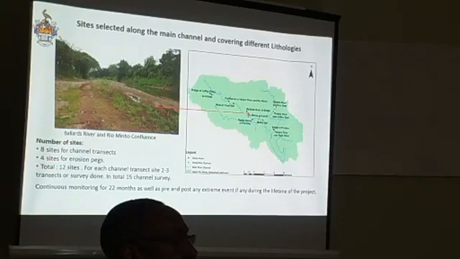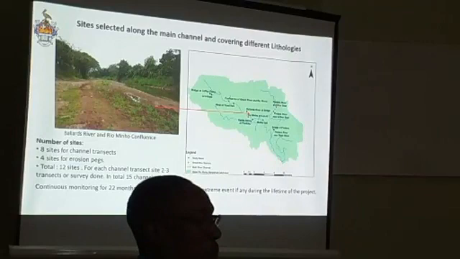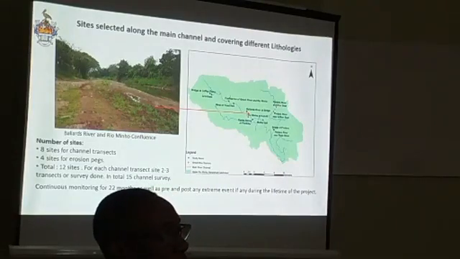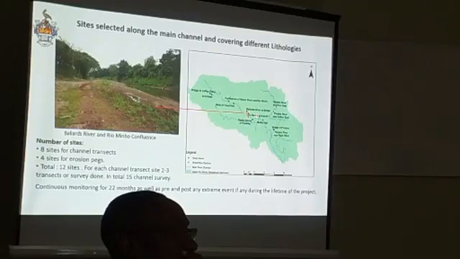So the sites we selected were 8 sites for channel transects. Now 8 sites means 8 locations. For each location, there may be 3 survey lines, so it's not 8 survey lines. 4 sites for erosion pegs, but 6 now. We selected, yes, 2. This needs to be updated. 6 now. So total of all these points you see over here, these dots are where the channel surveys are done, and the red ones are where the stream flow locations of WRA are.